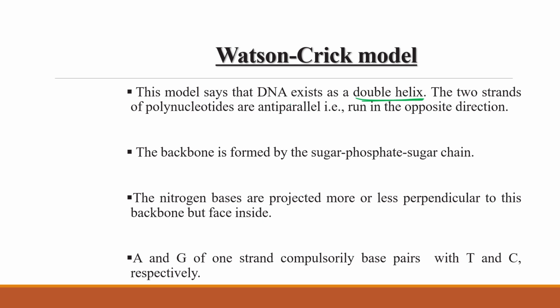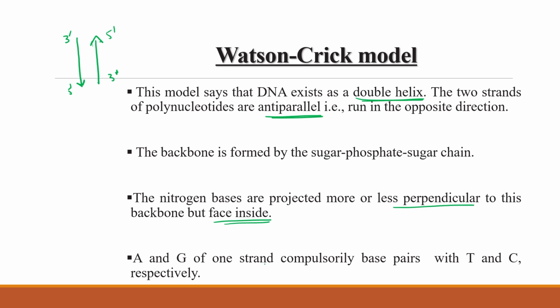So this model says that DNA exists as a double helix. The two strands of polynucleotides are anti-parallel, which means they run in opposite directions. If the first one runs like this, then the other runs like this, with the 5 prime end over here and the 3 prime end at the top side. Okay, and the backbone is formed by a sugar phosphate sugar chain. Just now we have discussed this. The nitrogen bases project more or less perpendicular to the backbone but face inside. Just now we have discussed this point also.